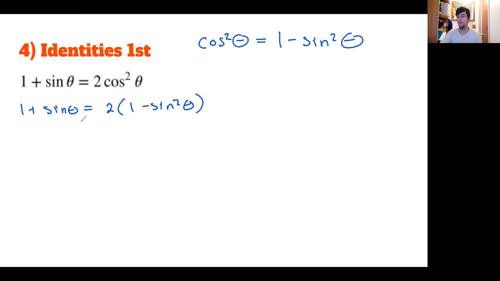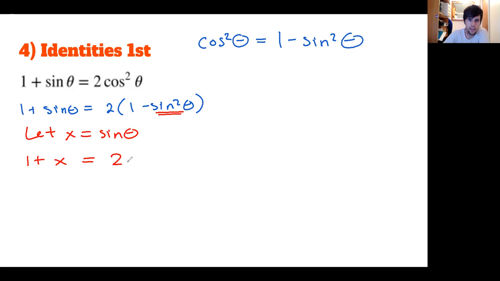So there we go. Now we have the same trig function, sine and sine squared, so we're on the right path here. Again, we're looking at a quadratic. It's got a squared term here and then a first power here. It's probably going to be best for us to make a nice algebraic substitution. So let's substitute x for sine theta, and x squared for sine squared. So we'll get 1 plus x on the left, and then 2 times 1 minus x squared on the right.